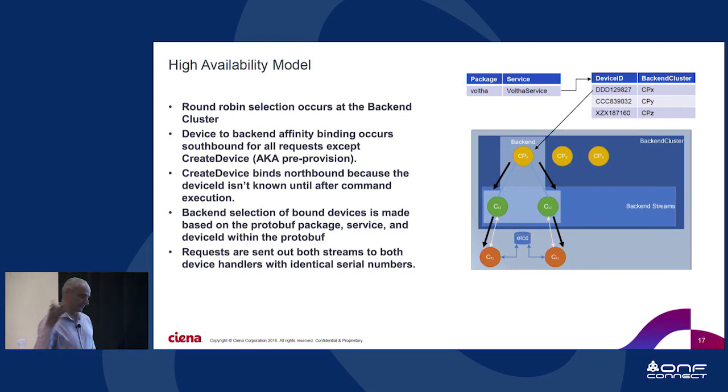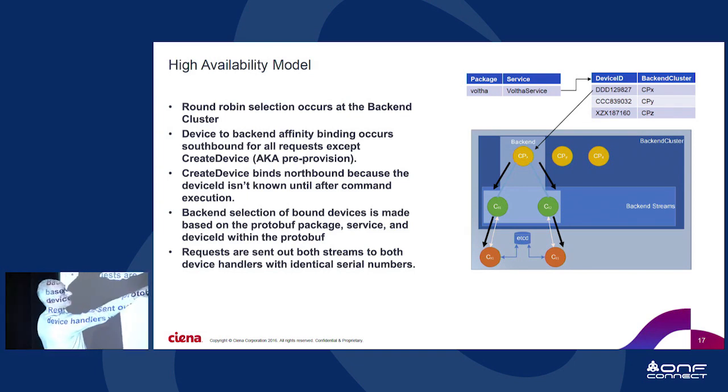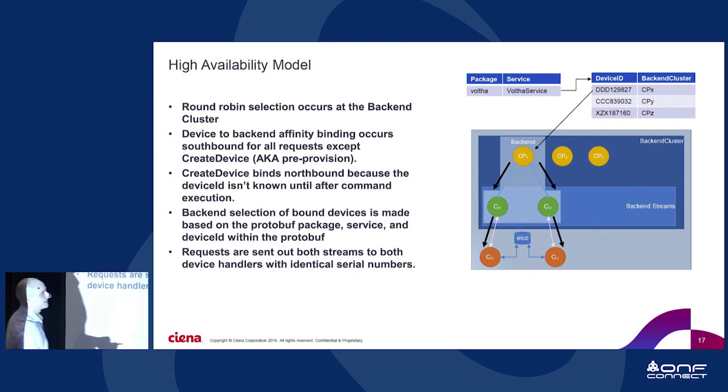When a request comes in through the northbound end, let's say you made a request to change something on a device, the request is going to hit the front end of the Affinity Router. It's going to look up the affinity in the table. If it has it, it's going to go to the corresponding back end, and it's going to send the request southbound. And that's going to hit both core pairs. It's going to hit both of those core back-end streams.